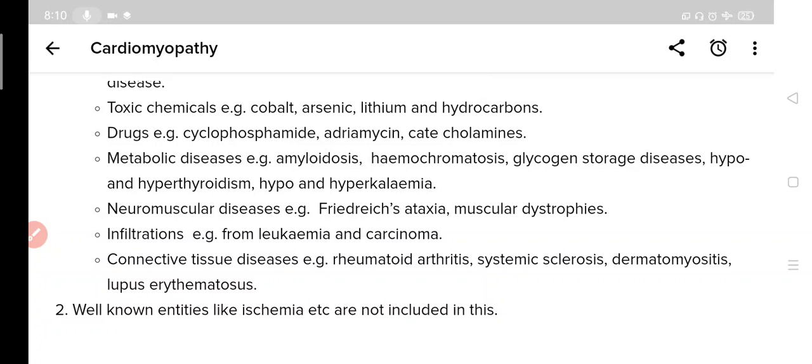In cardiomyopathy only the little known diseases are included, and if a disease is much better known or much better studied, then it is described separately. So remember this point. Here it completes our chapter on cardiomyopathy.